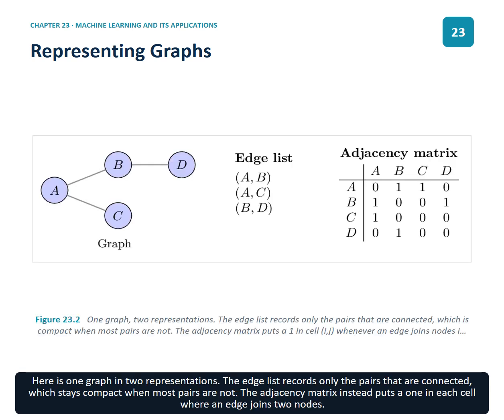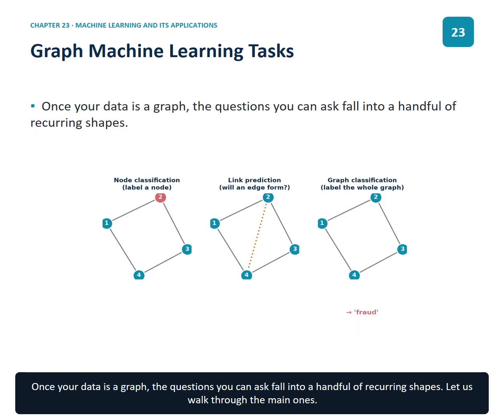Here is one graph in two representations. The edge list records only the pairs that are connected, which stays compact when most pairs are not. The adjacency matrix instead puts a 1 in each cell where an edge joins two nodes. Once your data is a graph, the questions you can ask fall into a handful of recurring shapes. Let us walk through the main ones.